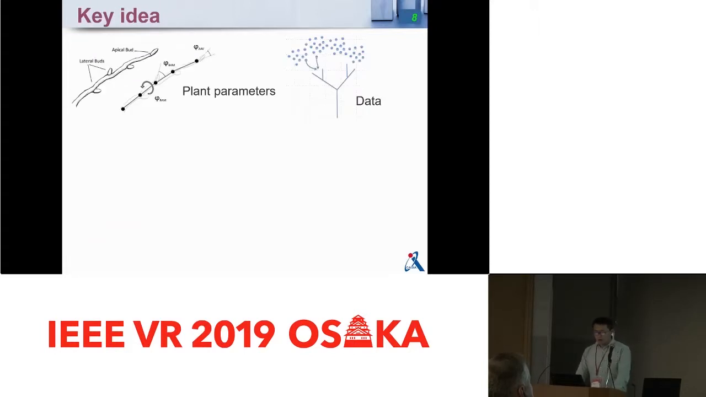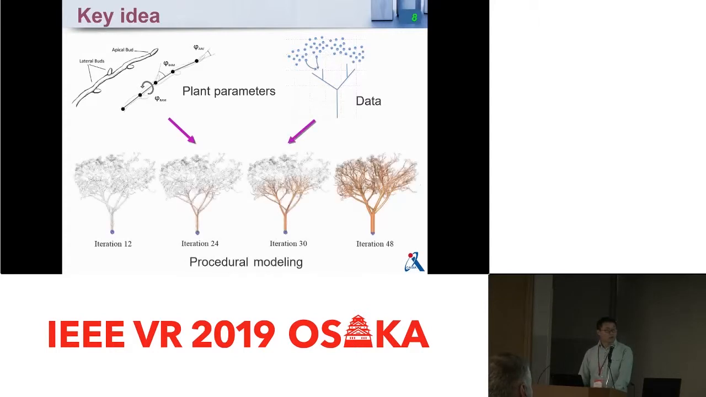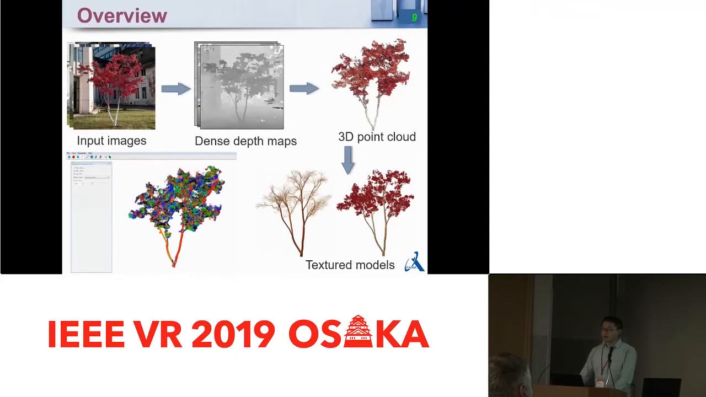Here, our key idea is that we first define a set of plant parameters, and then we fit a parametric model to the real point cloud by using rule-based procedural modeling. Here is a flowchart of the proposed algorithm. It mainly contains two steps.